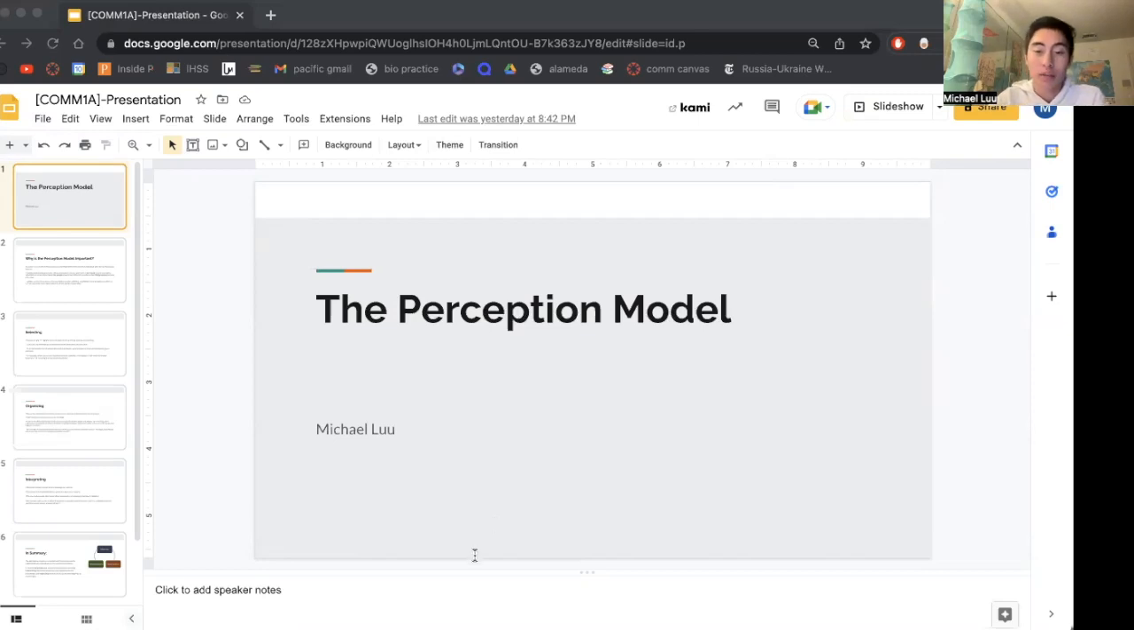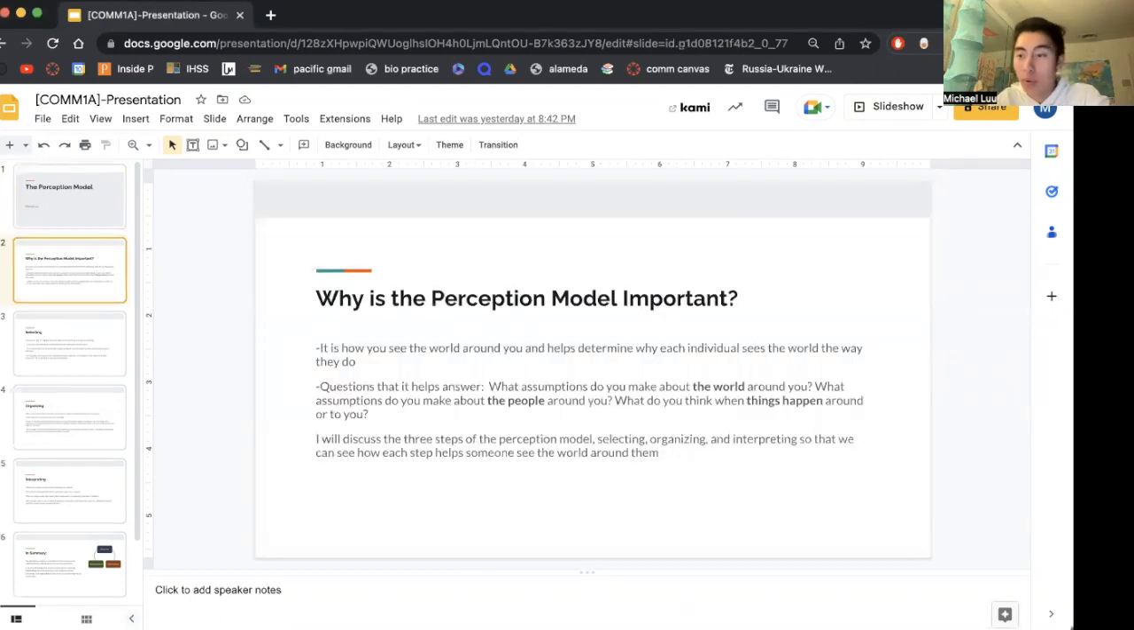Hi, my name is Michael Liu, and I'm going to talk about the perception model. So, why is the perception model important?